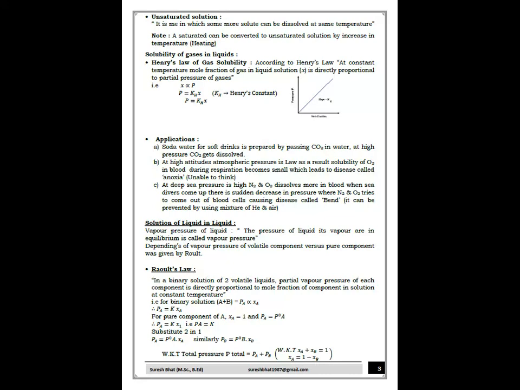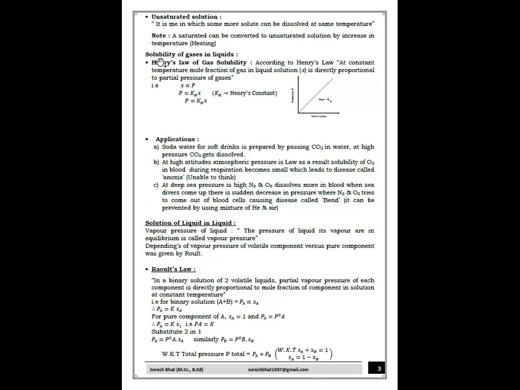But when I heat that solution or increase the temperature of that solution, you can observe that the one extra gram of sugar will get dissolved. But when you decrease the temperature, again that extra 1 gram of sugar will appear, right? So a saturated solution can be converted into an unsaturated solution by increasing the temperature. Now this is not permanent, it is temporary.